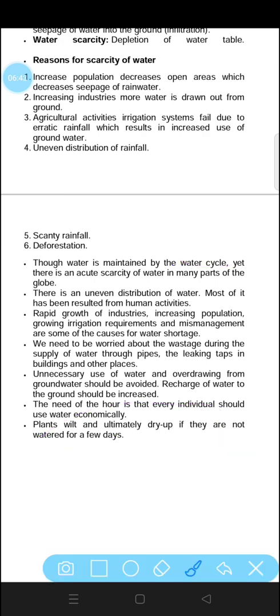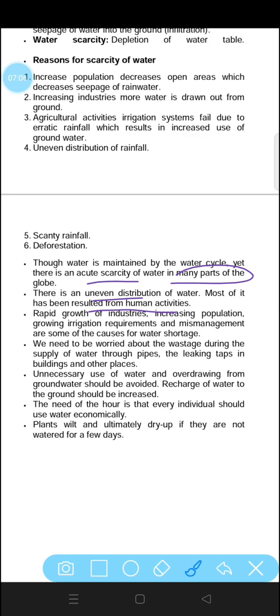There is an acute scarcity of water in many parts of the globe. Next, there is uneven distribution of water. Most of it has resulted from human activities. The more we cut the trees, the less rainfall there will be, and we humans are responsible for this because we cut the trees for our different needs.